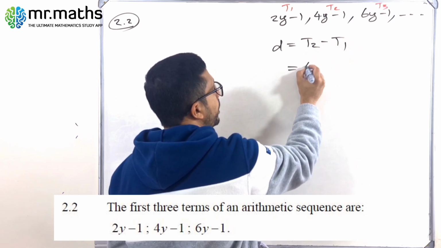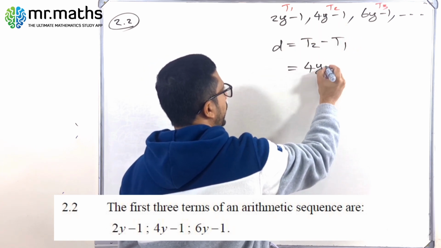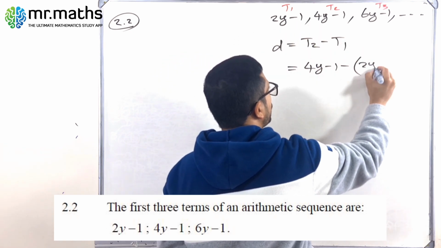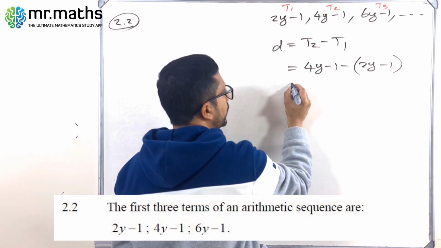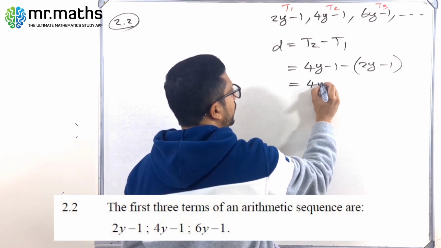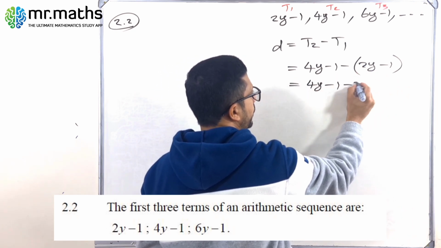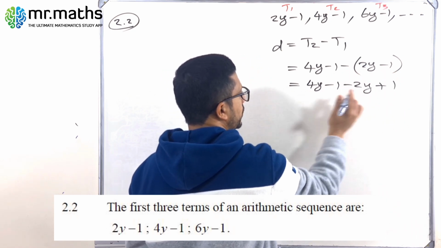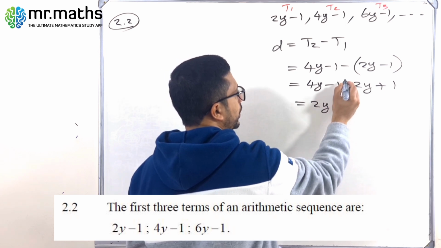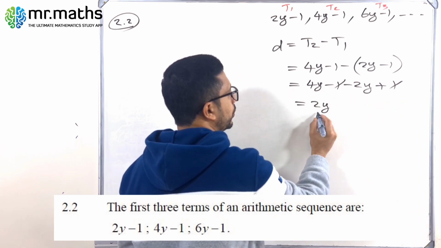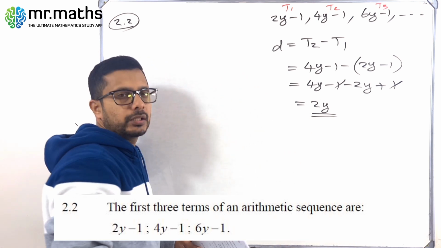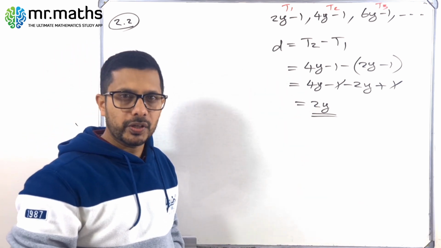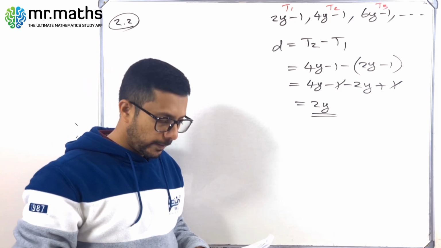So here, t2 is 4y minus 1, minus, put a bracket, t1 is 2y minus 1. If we expand the bracket, 4y minus 1, minus into 2y is minus 2y, minus into minus 1 is plus 1. What is 4y minus 2y? That is 2y. This minus 1 and plus 1 cancel. So the only answer is 2y. That means the common difference in this sequence is 2y. Do you understand?